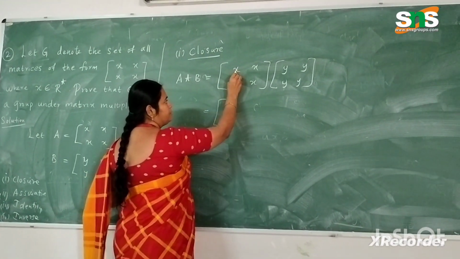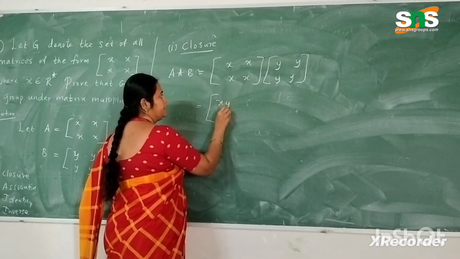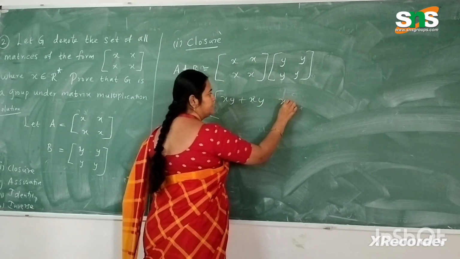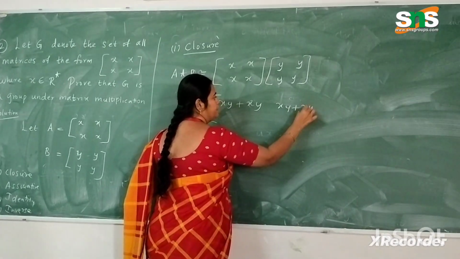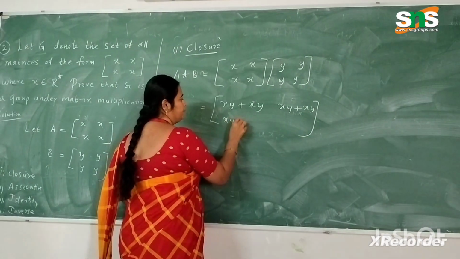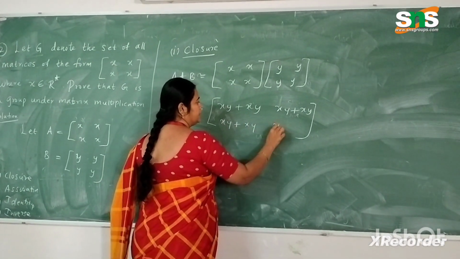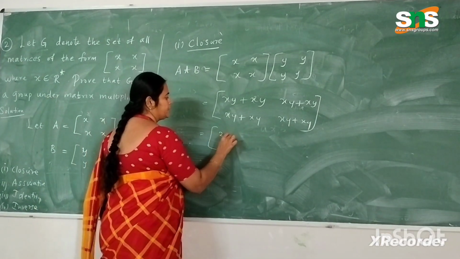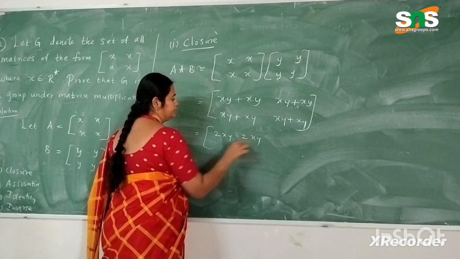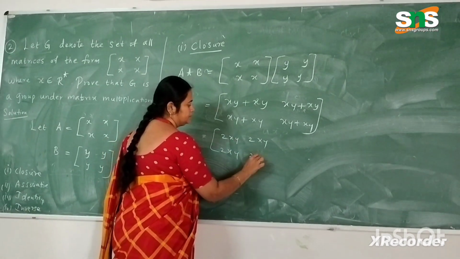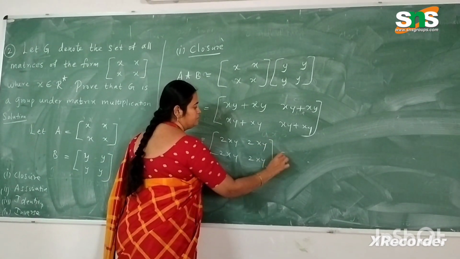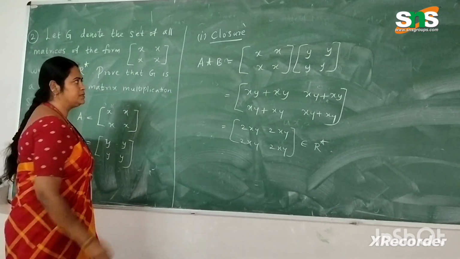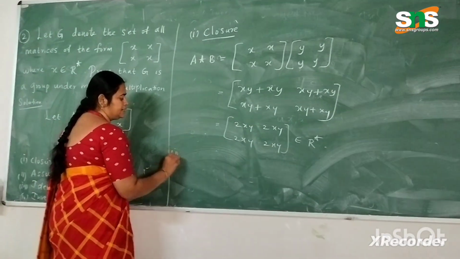What do you get? When you multiply x into y, you get xy, plus x into y, xy. The same thing comes in the next column also. So xy plus xy, and xy plus xy. So the answer is 2xy in every entry, which also belongs to R star. Therefore, G is closed. Here, the first condition is satisfied.